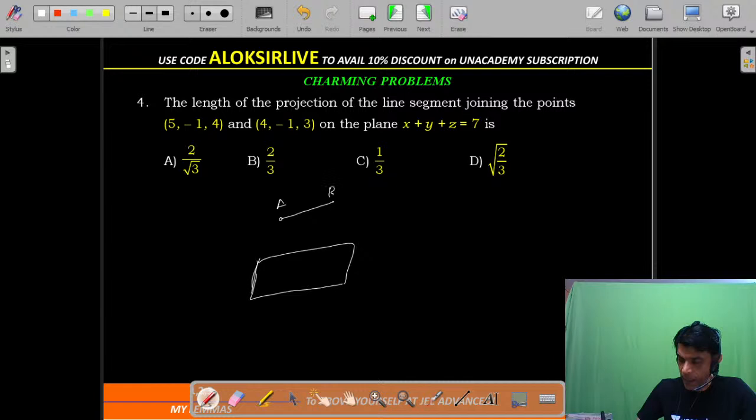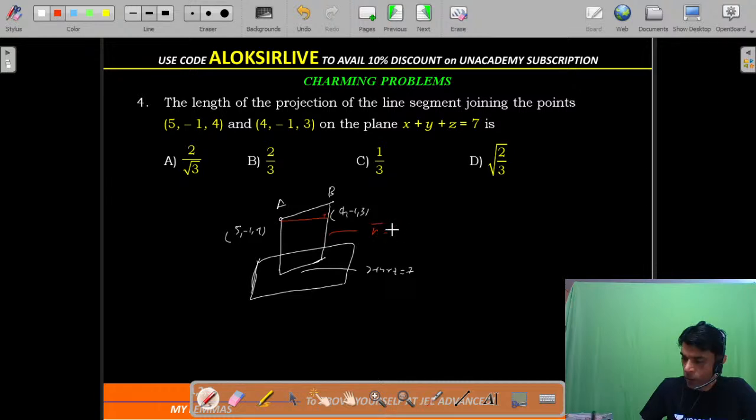So A and B I'll write as 5, -1, 4, and this is 4, -1, 3, and you want the projection on this one, and that plane is given to be x plus y plus z equal to 7. This kind of thing you want. So as I told you, I will do it like this. I know this n, this n is 1, 1, 1.